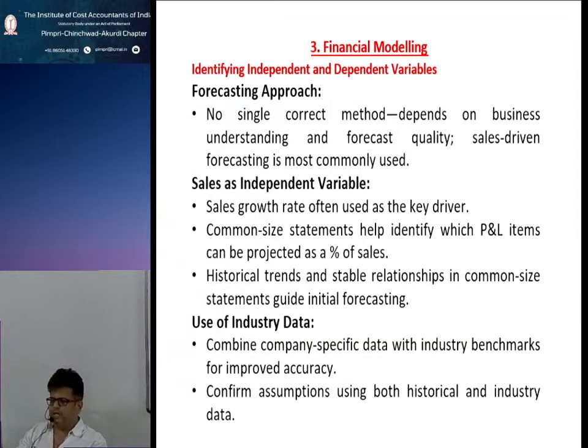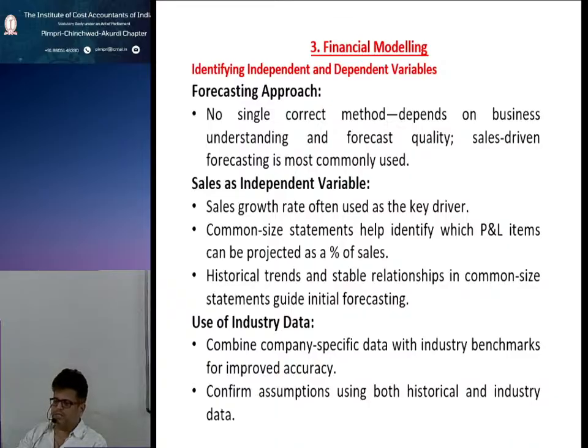Then we saw identifying the independent and dependent variables. In the forecasting approach, no single correct method is there. It depends all on business understanding and forecast quality. Sales-driven forecasting is most commonly used, with sales as an independent variable. So sales growth rate is often used as a key driver.